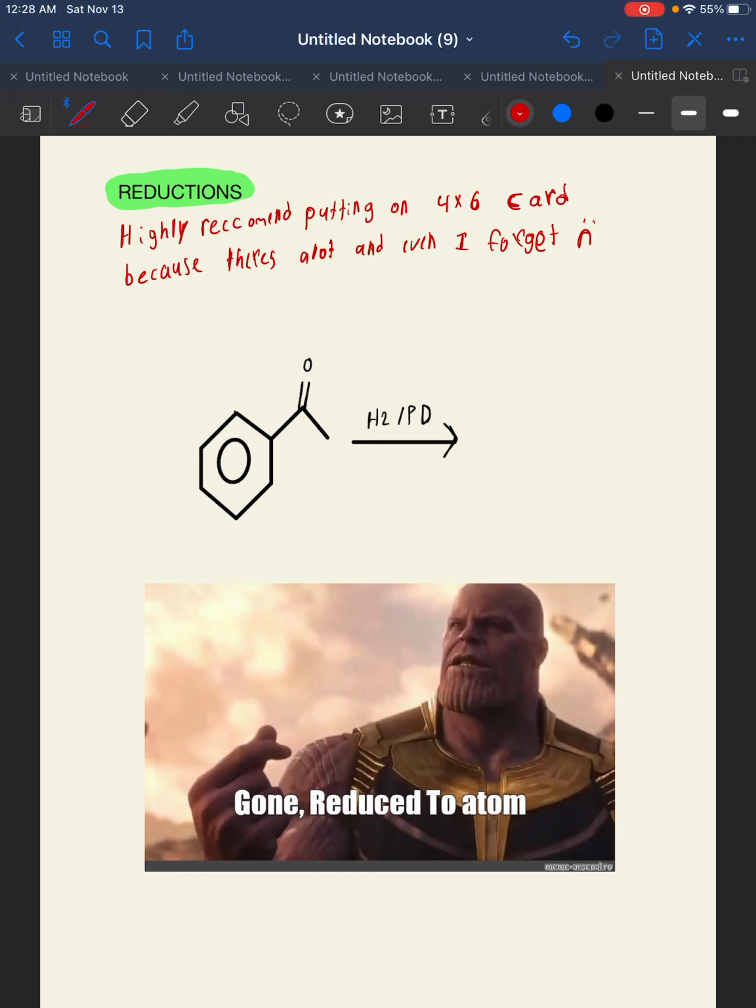When you react this molecule with H2/Pd, it reduces it to nothing more than atoms. Just like that. That's the product. But now we're actually going to look at some real chemistry, all jokes aside.